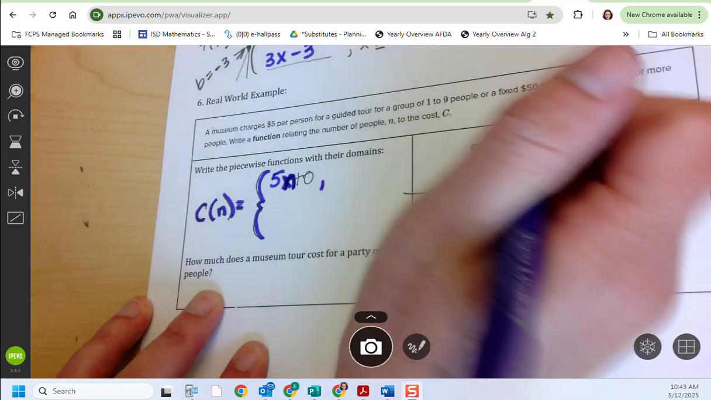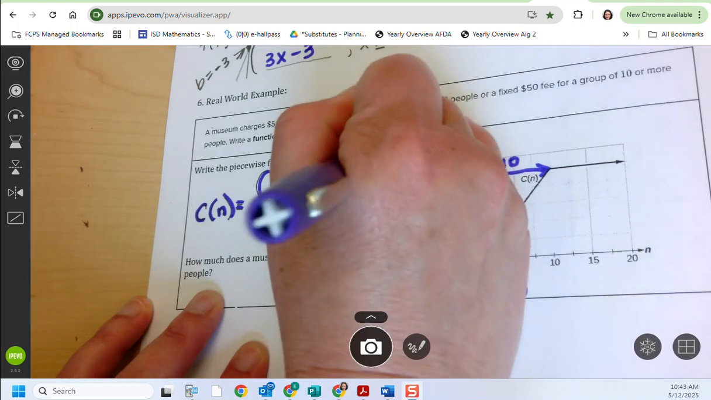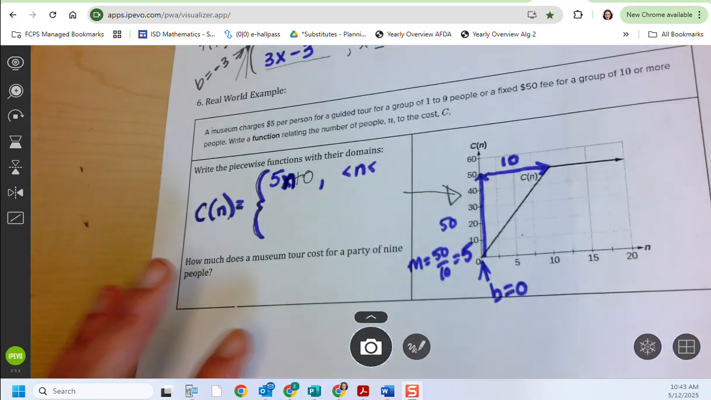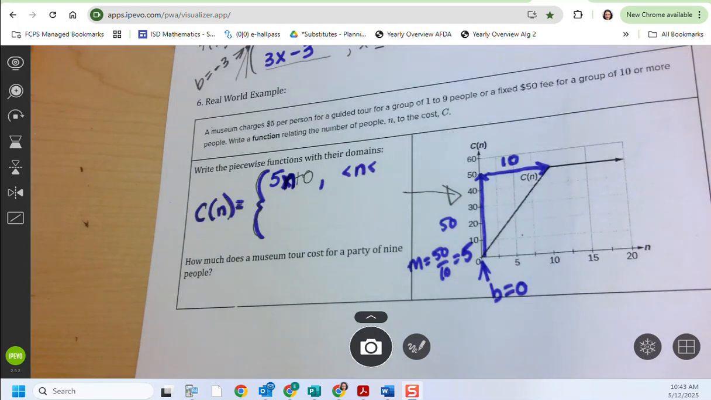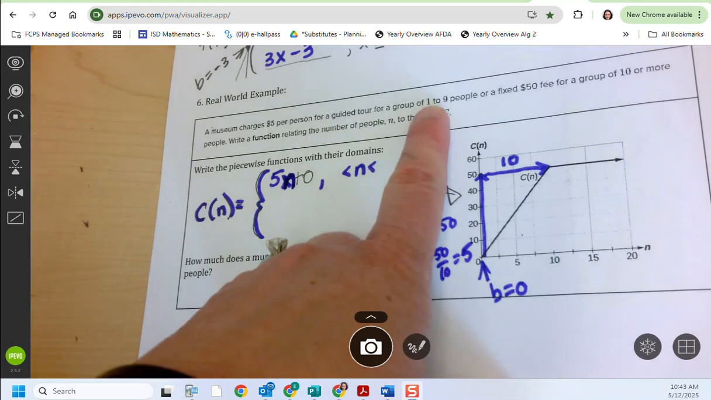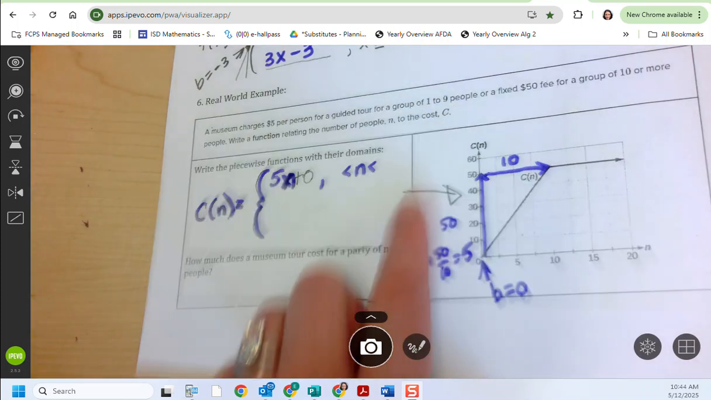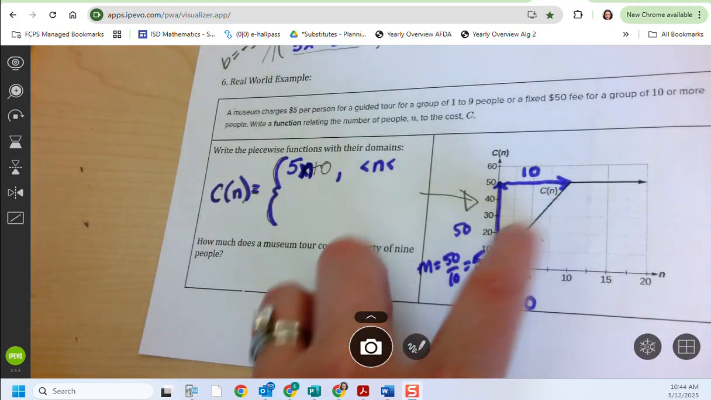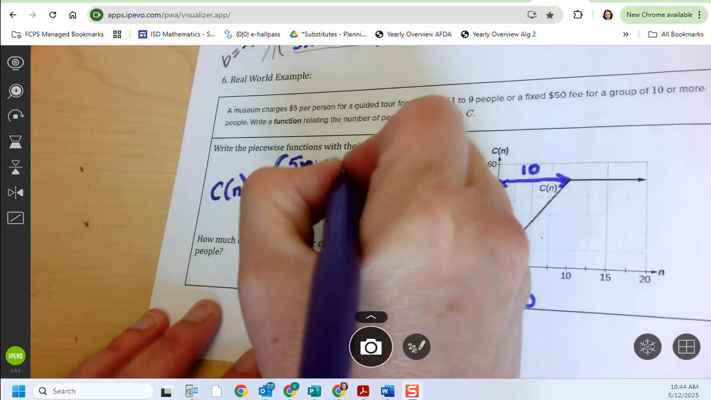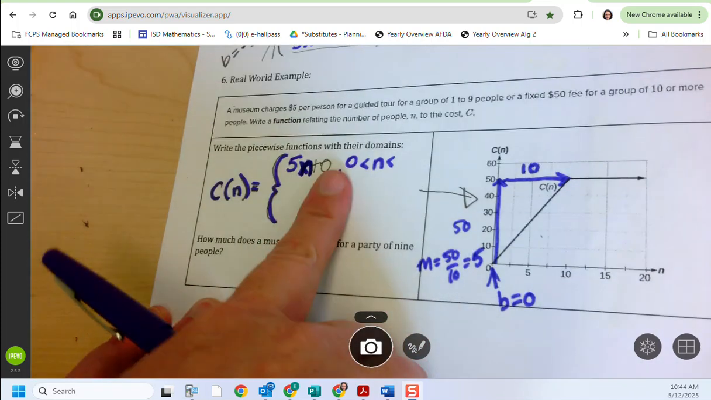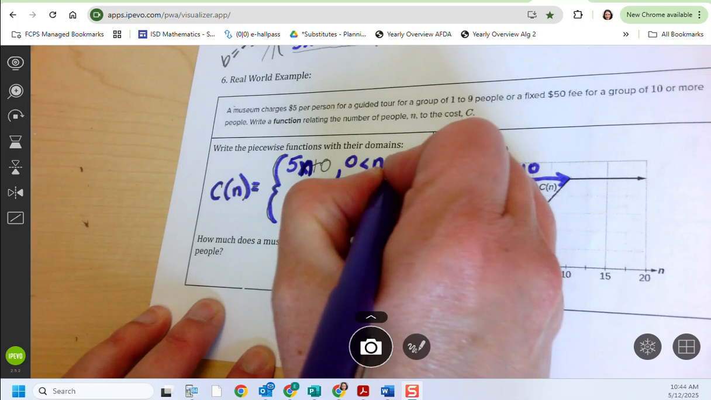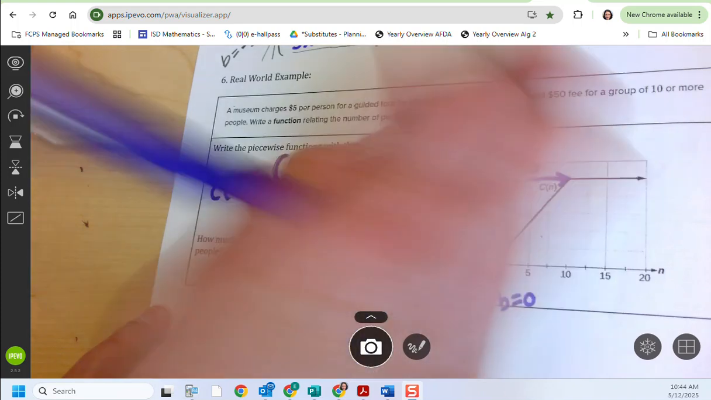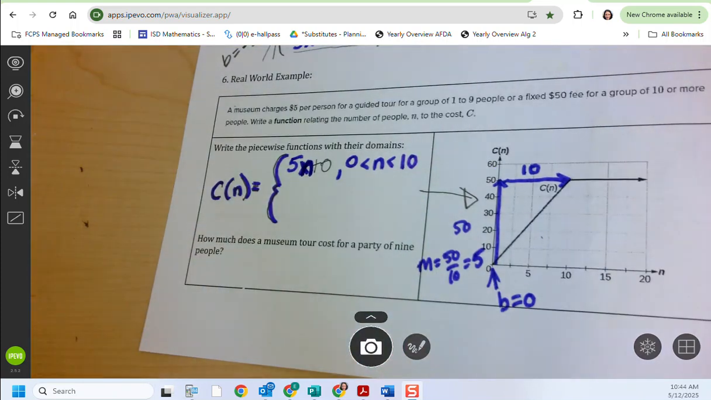And then that's going to be, n is going to be between two numbers. N is between what two numbers? Looking up here, it looks like it would be 1 and 9, right? But looking here, they've extended it to 0 and 10. However, you're not going to pay for 0 people, so I won't include it. And this function might go up to 10 people, but it doesn't include 10 people because the next part includes 10 people. So I'm just going to write it like that.